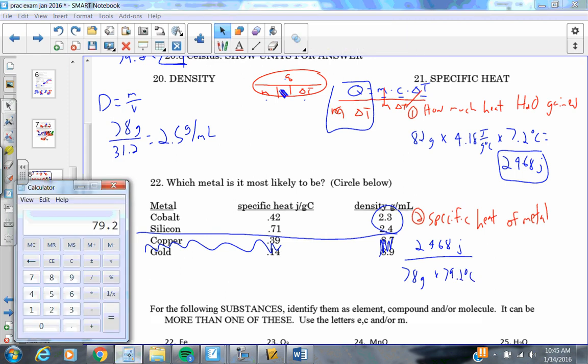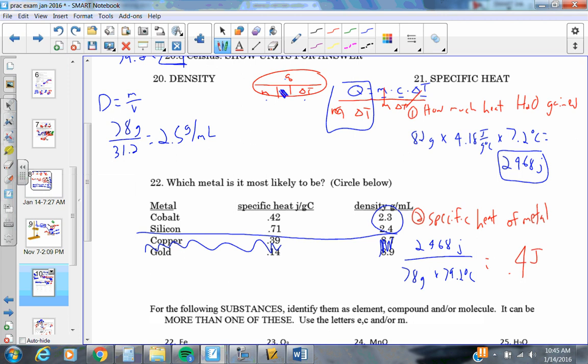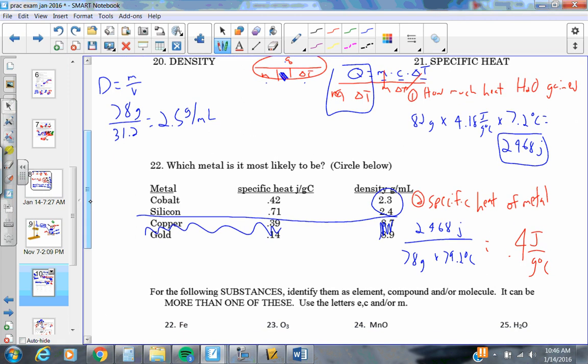So I have 79.2 degrees Celsius. If I do this calculation, 2468 divided by 78 and also divided by 79.2, that equals about 0.399, or 0.4 joules per gram degrees Celsius. Between cobalt and silicon, which one is close to 0.4? This one. I'm going to declare that metal cobalt.